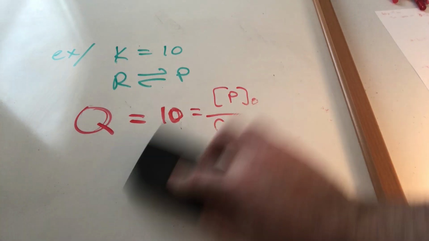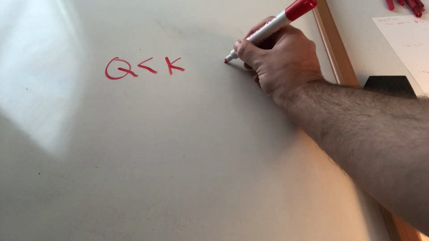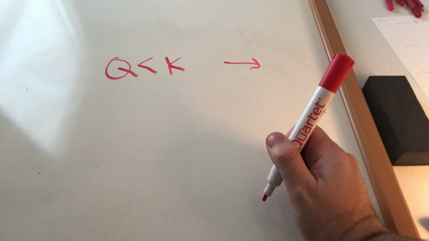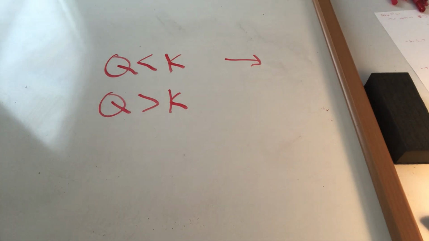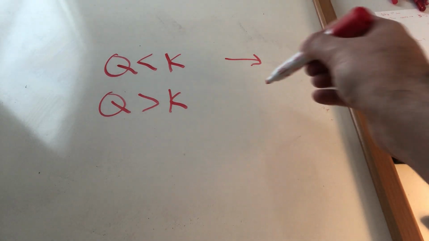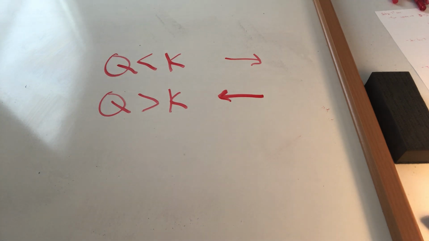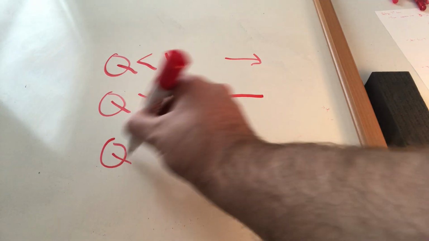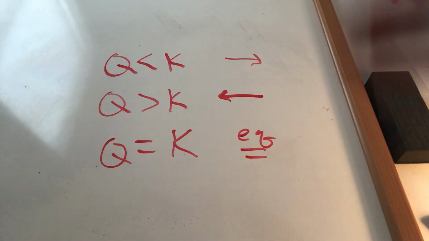So just a quick recap that's really important, and then we'll get into one last example. When Q is less than K, there's not enough products, so the reaction goes to the product side. The reaction moves to make more products. When Q is greater than K, there are too many products to get to the ratio that we need, to get to the K that we need. The reaction is going to make more reactants. Product is going to leave because we have too much of it, and you're going to make more reactants. And when Q is equal to K, then you're at equilibrium and nothing changes. There is no net movement.